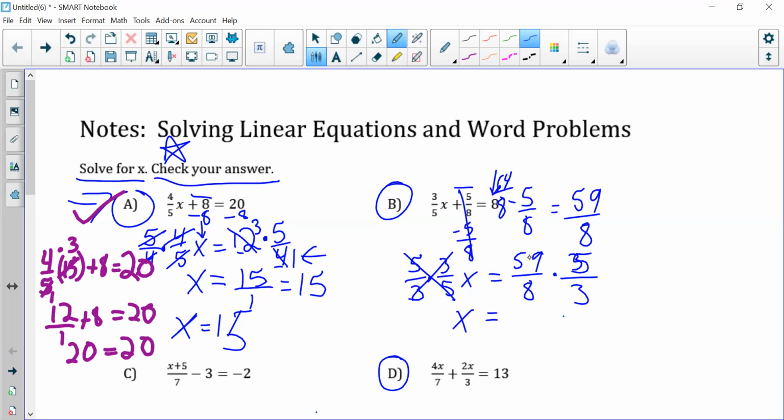Does 3 go into 59? It goes into 5 once. It leaves me with 29. Yeah, no. It goes into 27, but not 29. All right. So this is a very good case for our handy dandy calculator. So we say 59 times 5 is 295.